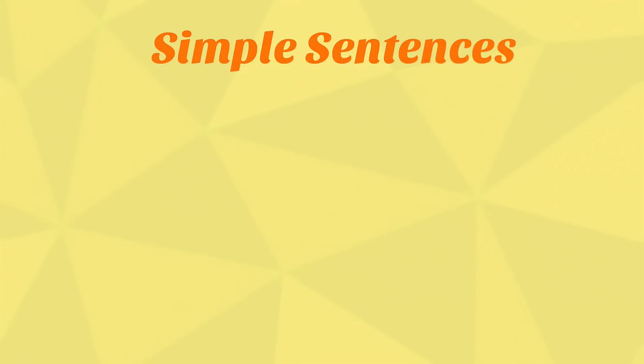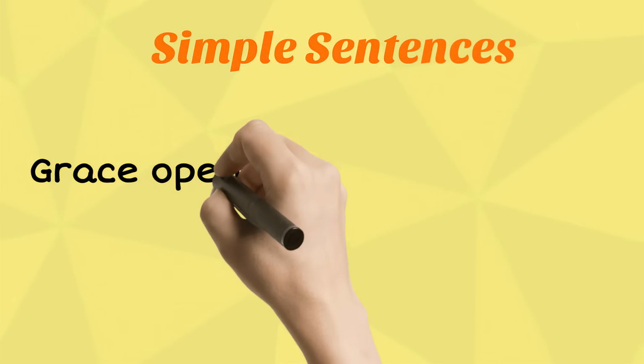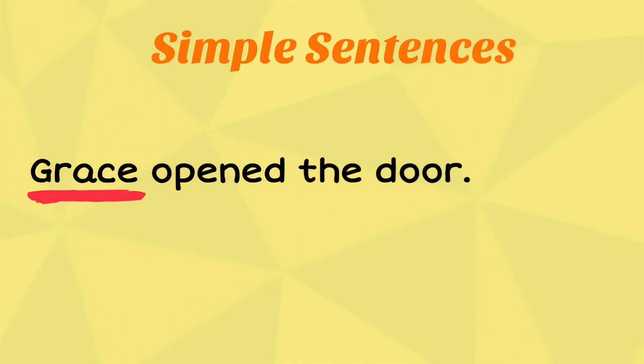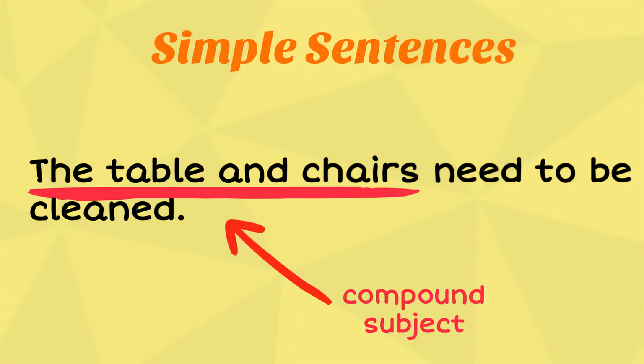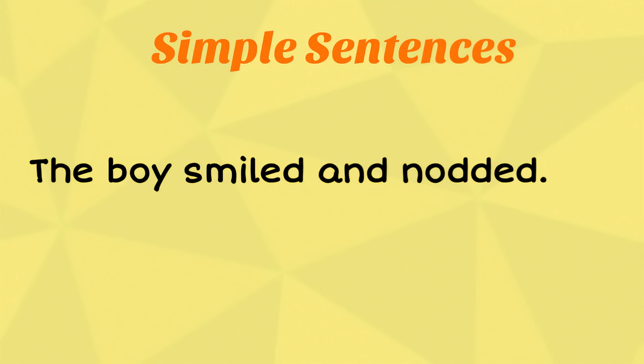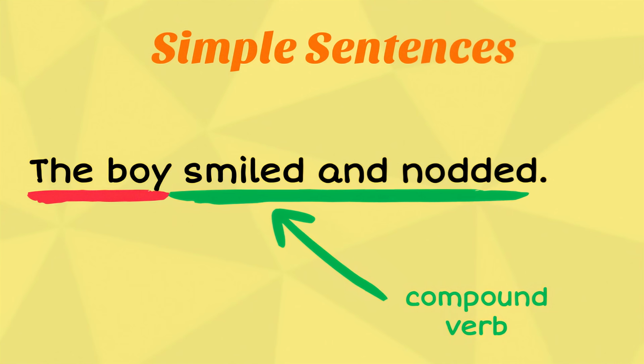Here's an example of a simple sentence. Grace opened the door. It has one subject and one verb. Sometimes simple sentences have a compound subject, like in this sentence. The table and chairs need to be cleaned. Simple sentences can also have a compound verb. For example, the boy smiled and nodded.